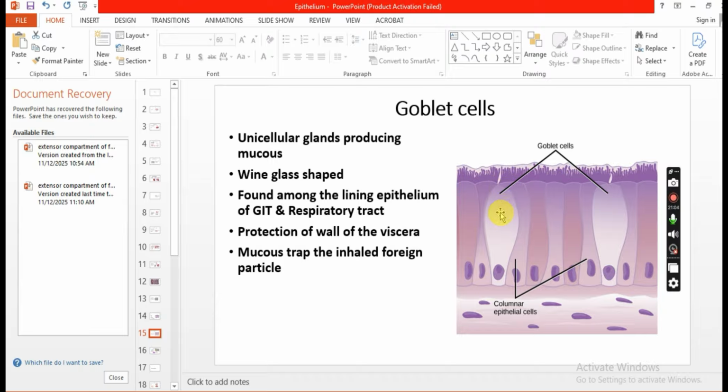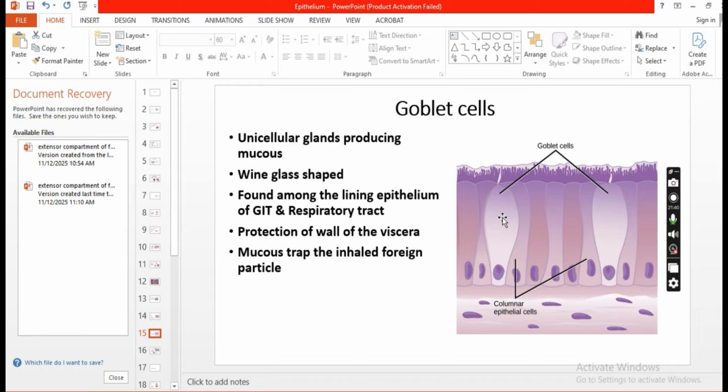Goblet means wine glass. So this is a unicellular gland which produces the mucus. The apical area is filled with a drop of mucus that pushes the nucleus towards the basal area. When the tissue is taken and undergoes histological procedure, this drop of mucus is lost. So under light microscope using H&E stain, you can see this cell looks like an empty space.